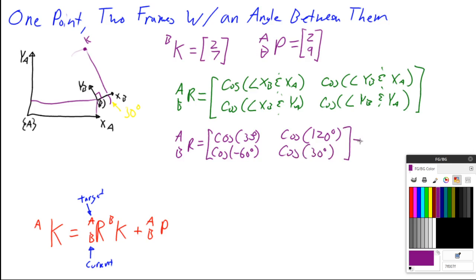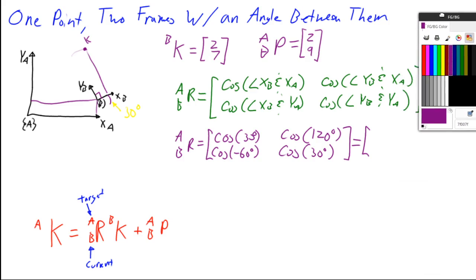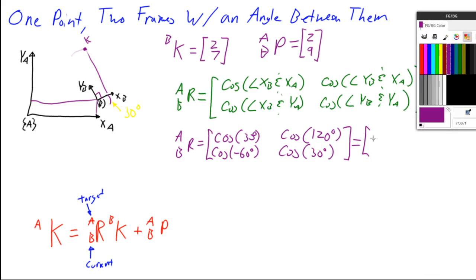And we can go ahead and just calculate this out. Move this guy out of the way now. Calculate this out, and it comes out to be 0.87, negative 0.5, 0.5, and 0.87. All right. So now we can go ahead and start carrying out some of these operations here.